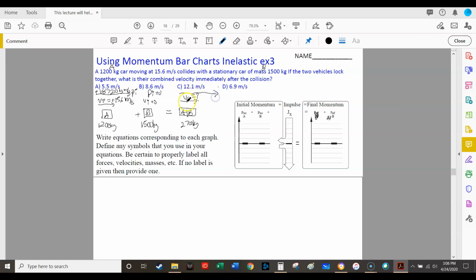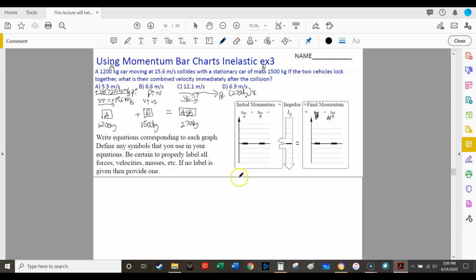Afterwards, both of these are going to have a final momentum that is 2,700 kilograms times their final velocity, right? And so I've labeled everything. Here's my unknown, the final velocity. And hopefully it'll end up being one of these numbers. We'll find out. But let's jump to the momentum bar charts. And if you haven't done that, go ahead and stop it and do it. Okay? Right now. Please.